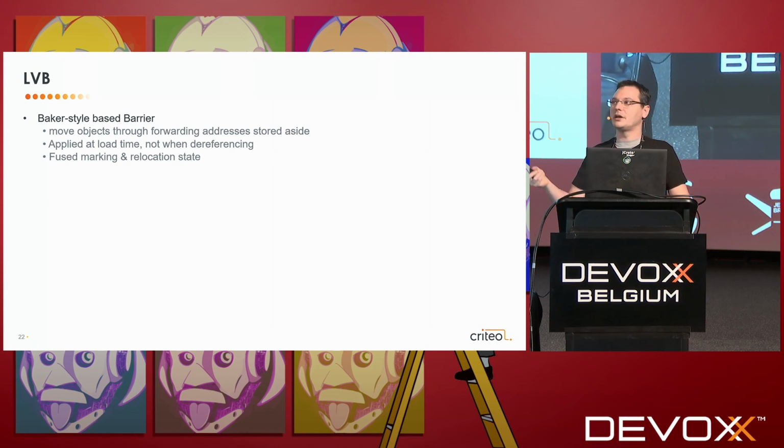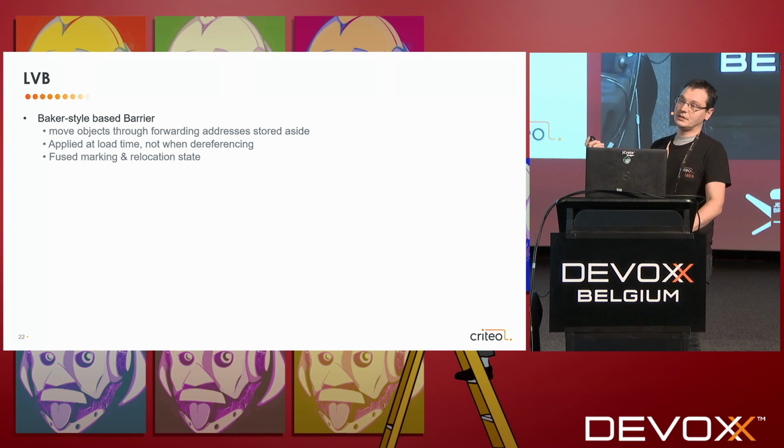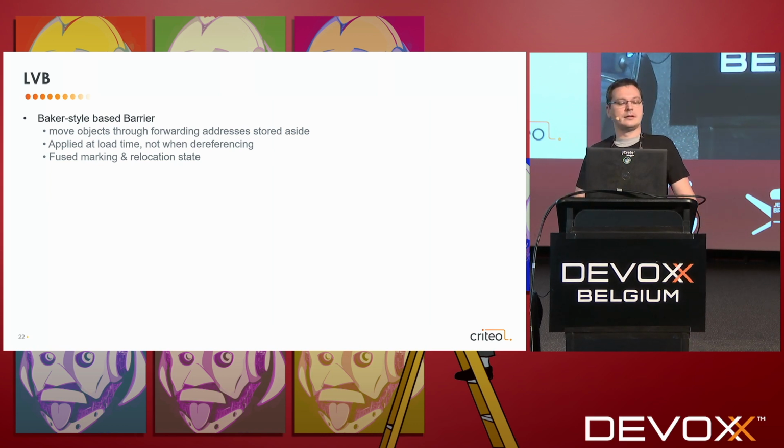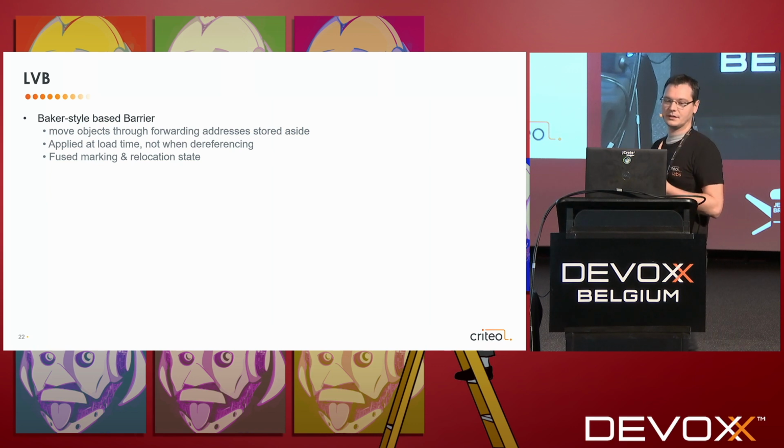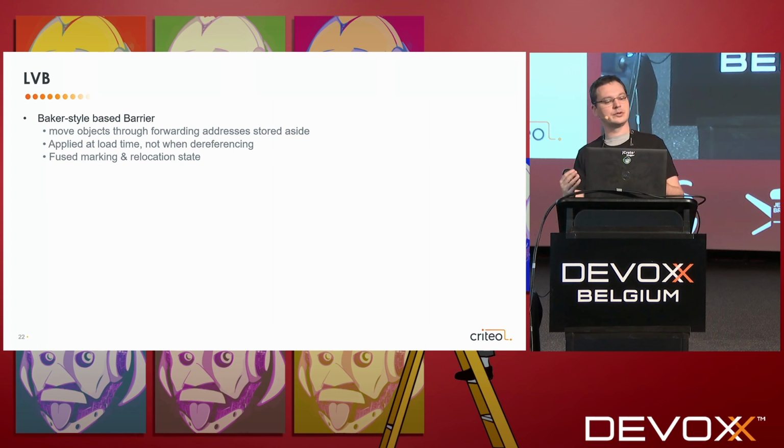And we apply this barrier at load time. Contrary to the Brooks pointer, which is at reference time, it's like the new Shenandoah 2.0. It's at load time. Also, something very new is that they fuse into this barrier the marking state and the relocation state, as Shenandoah is just using this for the relocation.